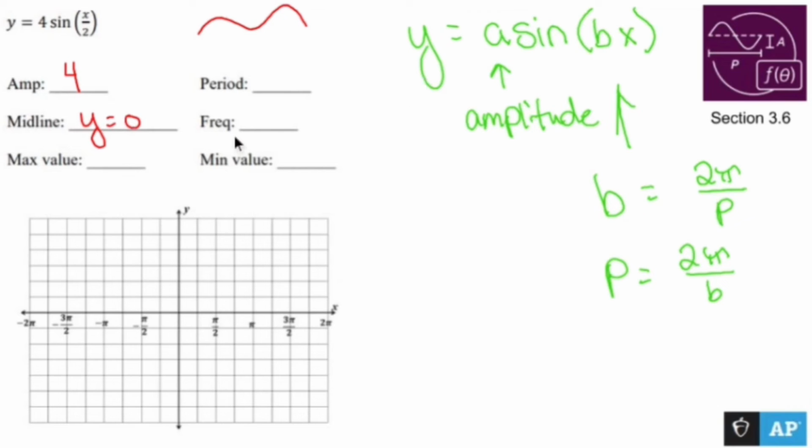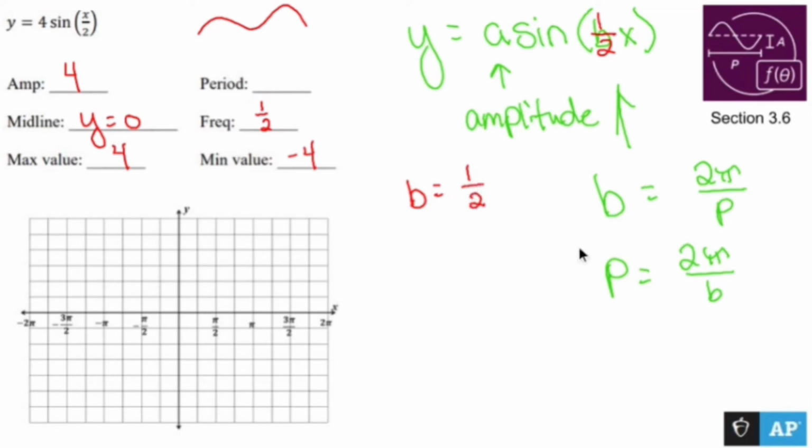Now what that looks like graphically is, since everything is leveled off at the x-axis, my amplitude is also going to be my maximum value and my minimum value. Since I have no vertical shift, my maximum value is going to be 4, and my minimum value is going to be -4. My frequency is the number in front of x. The number in front of x isn't as clear because it's x over 2, but I can write this as 1/2 x. So B, my frequency, is 1/2.